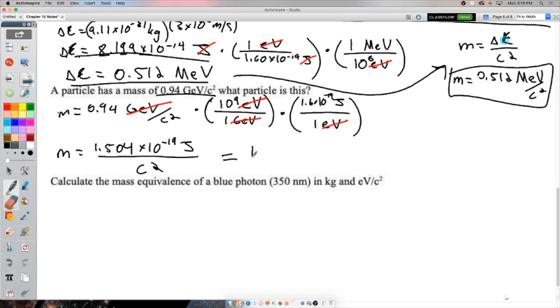So I got the mass is 1.67 times 10 to the negative 27 kilograms. So that is either a proton or a neutron. We don't have enough sig digs here to say for sure.